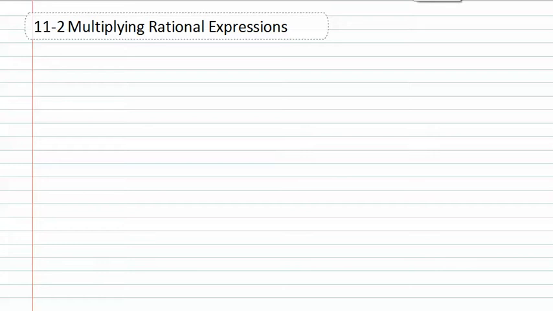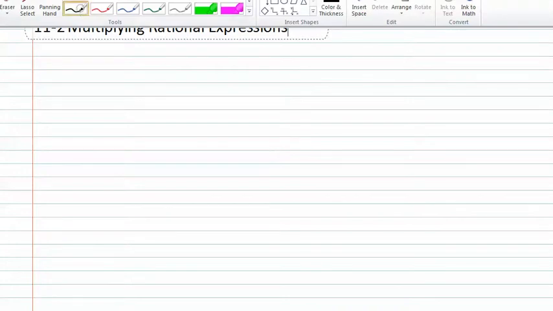Okay, so today's lesson is 11-2, multiplying rational expressions. The chapter is entitled Multiplying and Dividing Rational Expressions, but today we're just going to be focusing on multiplying. So I've got the first problem for us, and I'm going to write them as we go. We're going to multiply.